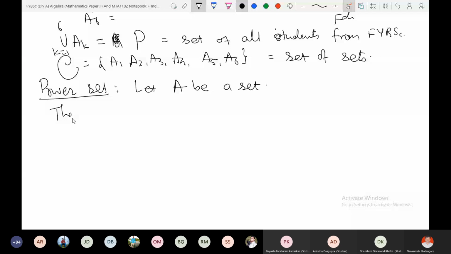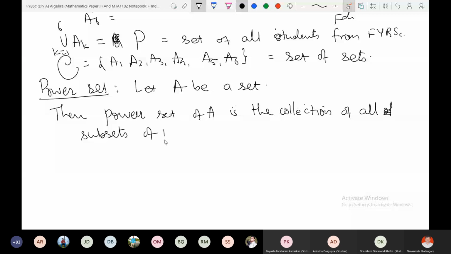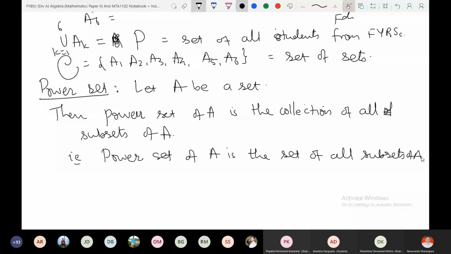power set of A is the collection of all subsets of A. So the power set is a collection, that is, the power set of A is the set of all subsets of A. Set of all subsets. So that means it is a set of sets.